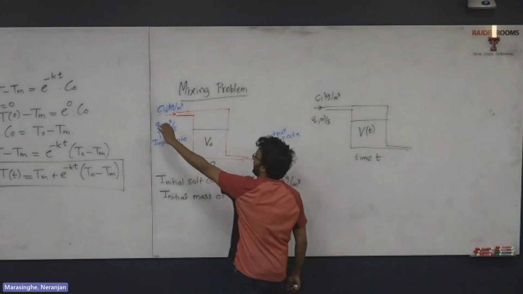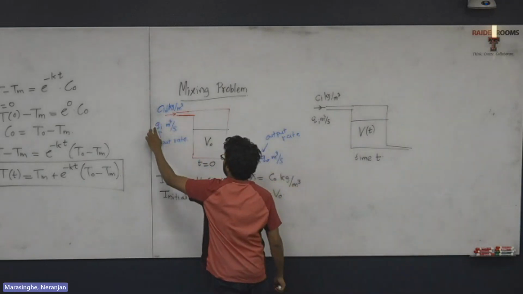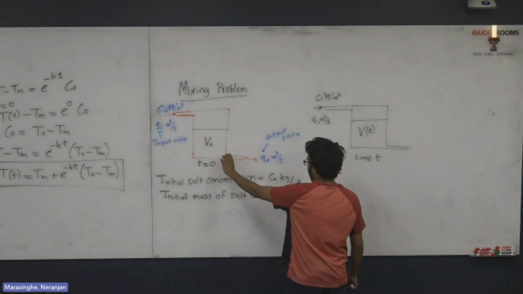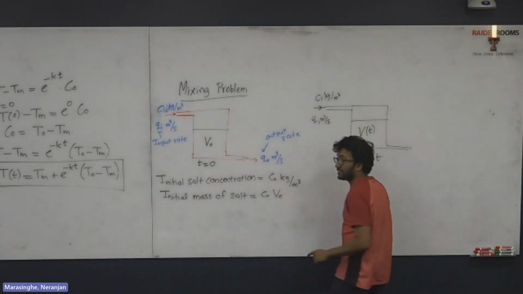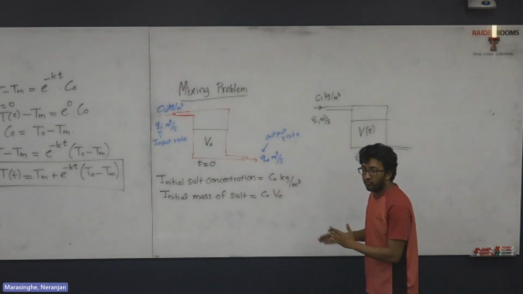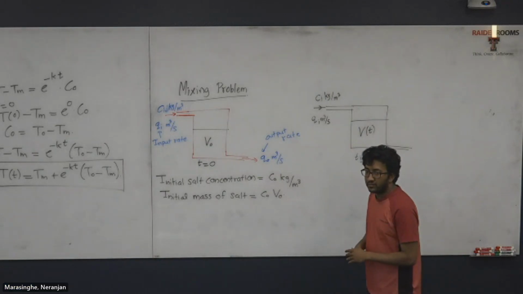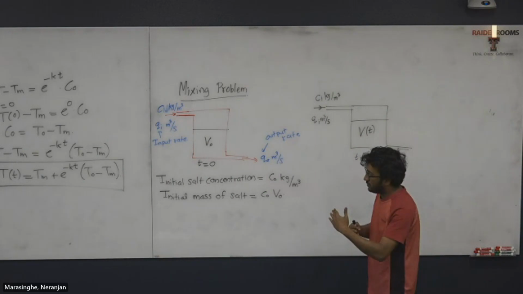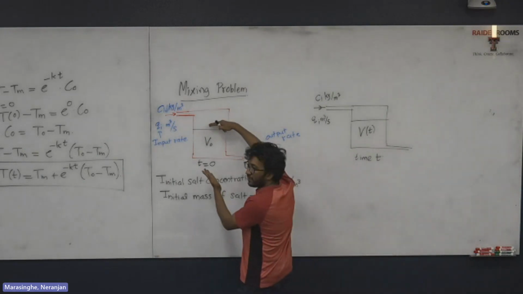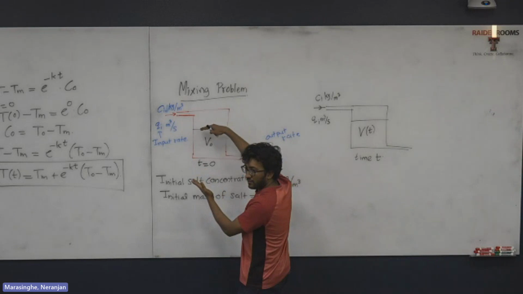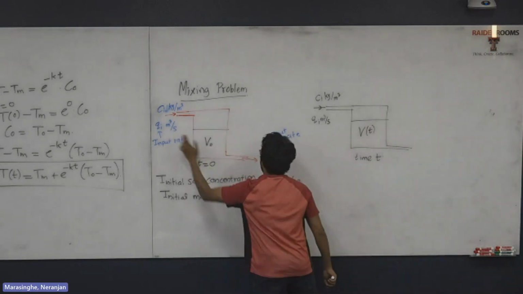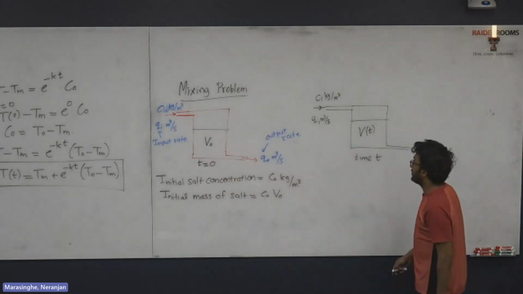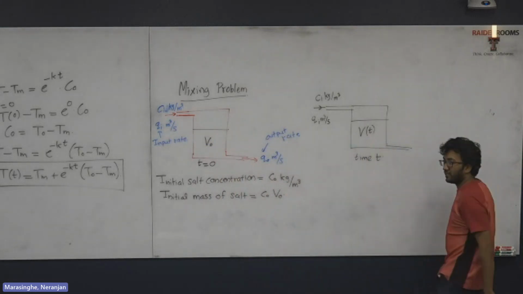Now we are inputting some liquid from here at rate Qi, and the liquid is flowing out through this pipe at rate Q naught. What would happen if Qi is equal to Q naught? Then V naught would remain the same. But in this case, we do not know Qi and Q naught; they might be different. So that's why I mark this as V(t).